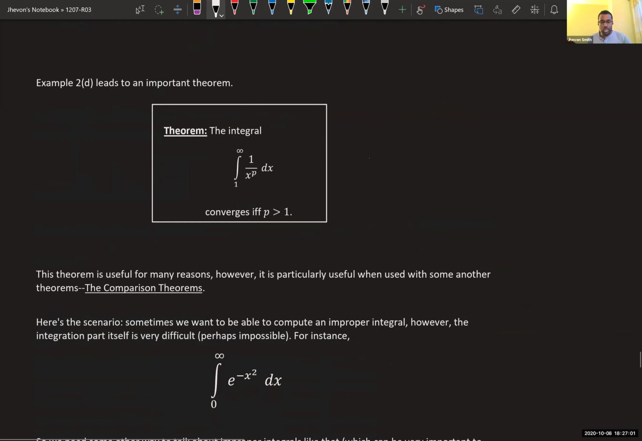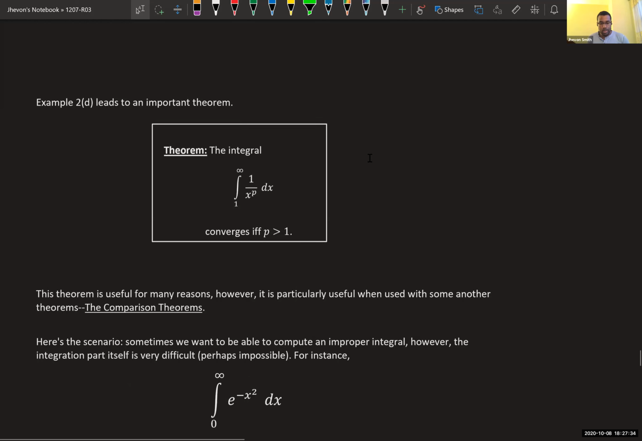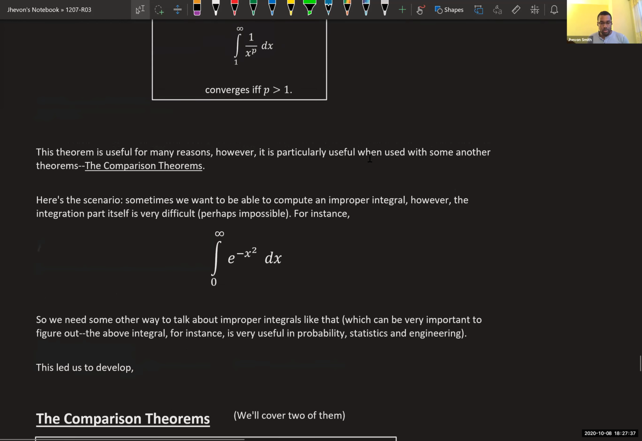This, in fact, leads to an important theorem, which I was trying to avoid while making space. And it is the fact that the integral from 1 to infinity of 1 over x to the p dx converges if and only if p is greater than 1, which means it goes both ways. If you know that this integral converges, your p has to be greater than 1. And if you know your p is greater than 1, then it must mean this integral converges. It's a very, very, very useful theorem, in fact. And it's useful for, among other reasons, we're going to use it in something called the comparison theorems, which I'm going to talk about now.